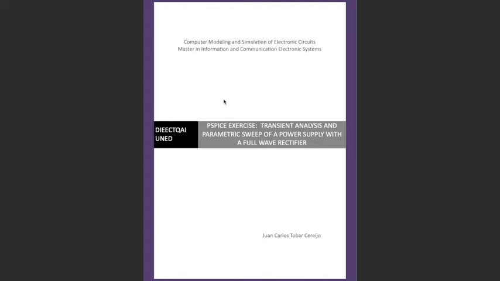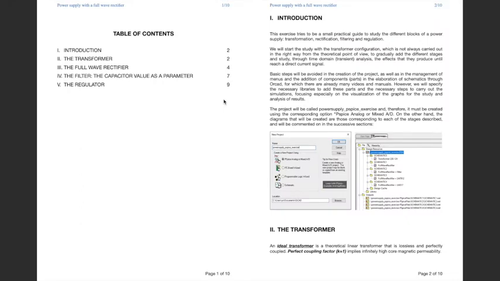In this video, I'm going to do the simulation exposed in this document about a PSpice exercise, which is a power supply with a full wave rectifier. The full wave rectifier has 4 stages, which are the transformer. We have to talk about how to define the parameters of the transformer to correctly adapt the 230 volts to the 12 volts that we want in our power source.